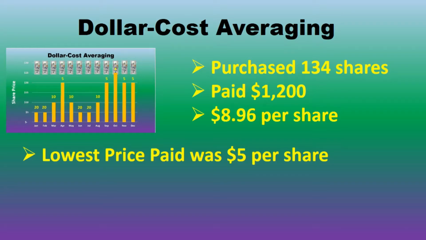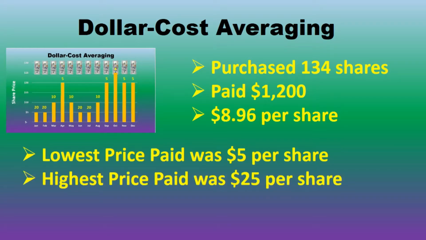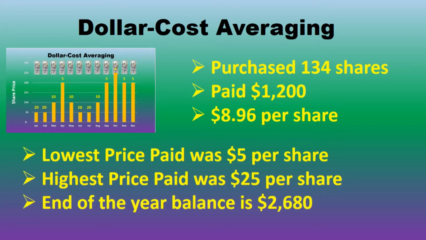The lowest price paid was $5 per share. The highest price paid was $25 per share. And at the end of the year, the value of your stocks was $2,680. And again, that's a dramatic example. That's not really realistic. This example really illustrates the intent of dollar cost averaging.